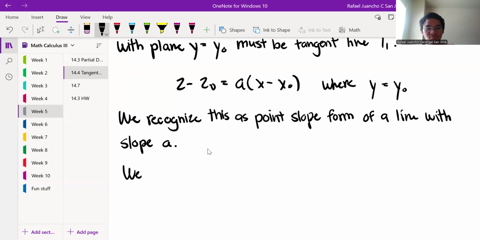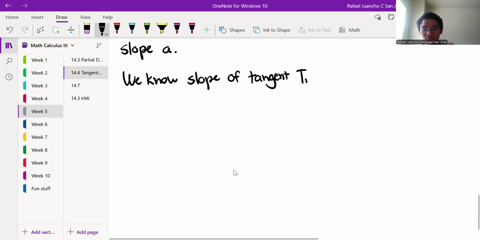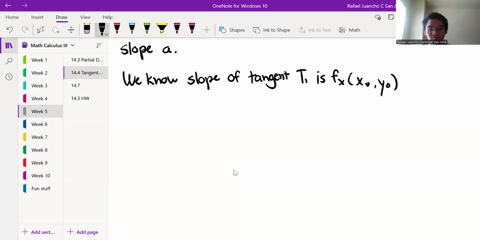We know that the slope of our tangent line Q1 is f sub x, right? We did talk about this. X naught, y naught. And so we can just replace A. A is f sub x, x naught, y naught, right? As easy as that.